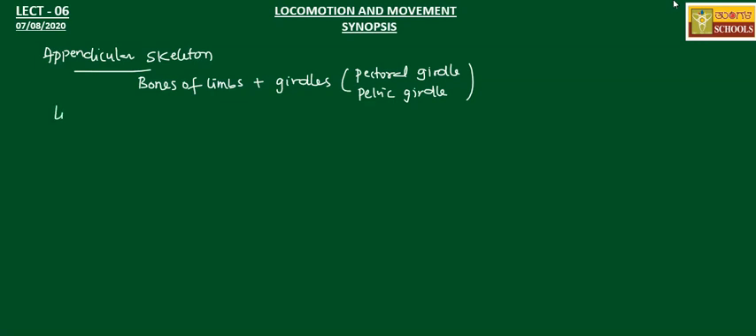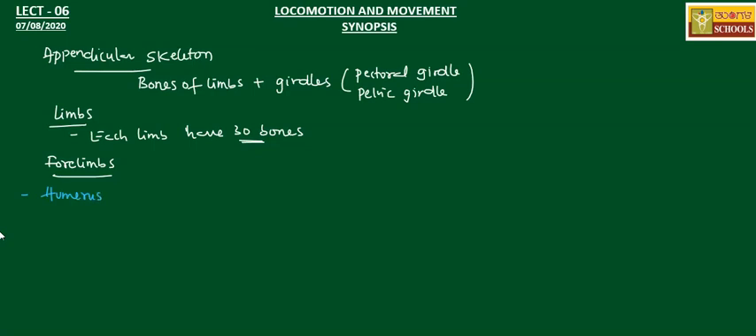So now we shall see about these limbs. All the four limbs, each limb has 30 bones. So whether forelimbs or hind limbs, all of them will have 30 bones. First we'll see about the forelimbs and what are all the bones present in the forelimbs. So it has the humerus, which is one in number. Then there is the radius bone, also one in number. Then there is the ulna, also one in number.